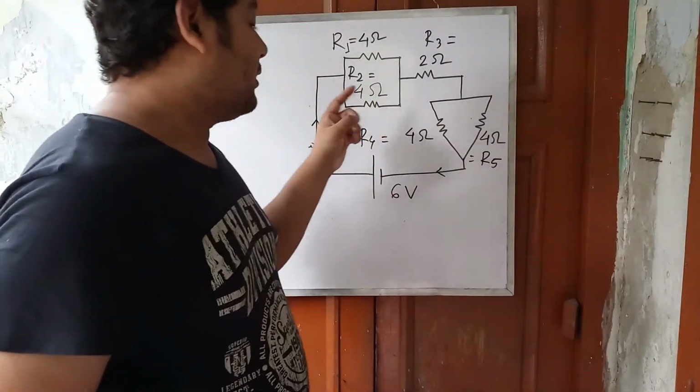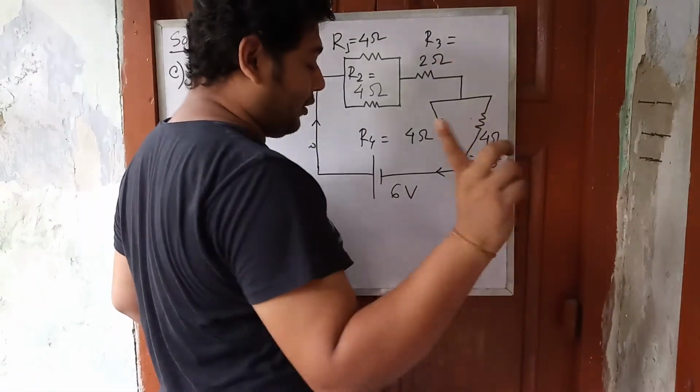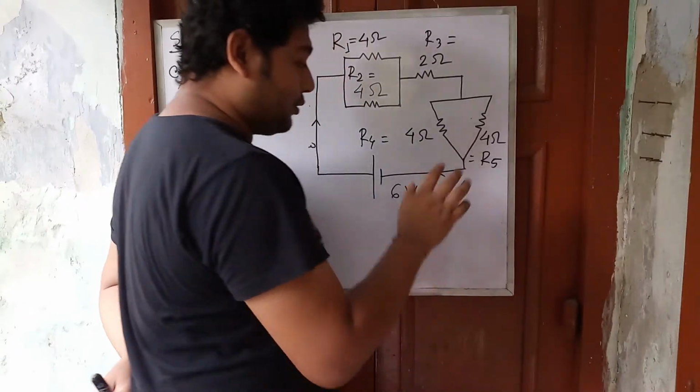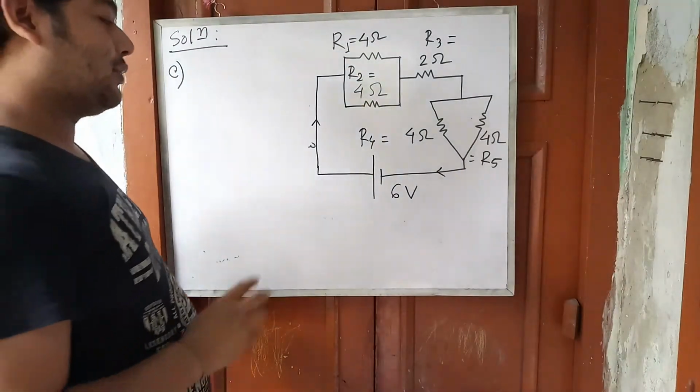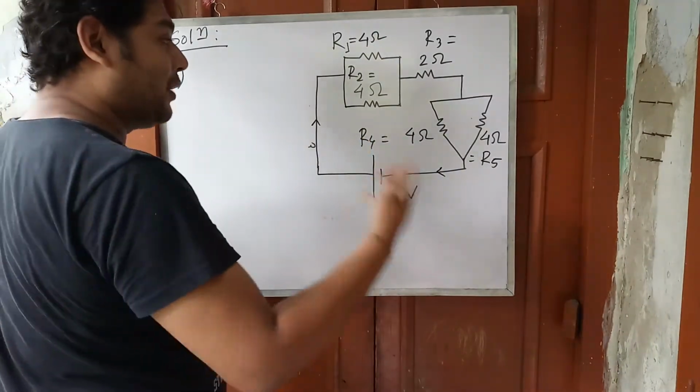Again, from this point, we also see that R1 and R2 are in parallel. So we will solve this math part by part.